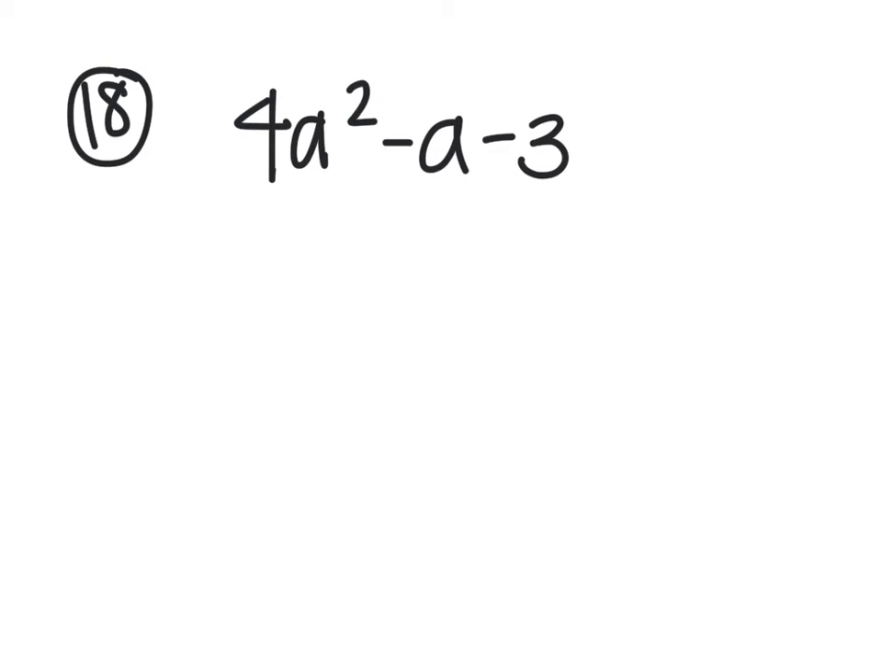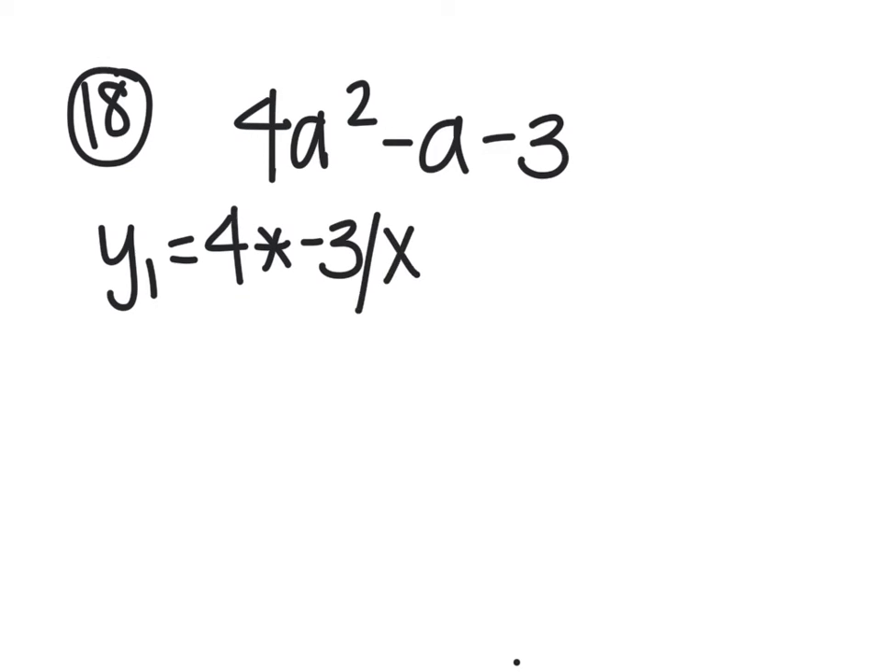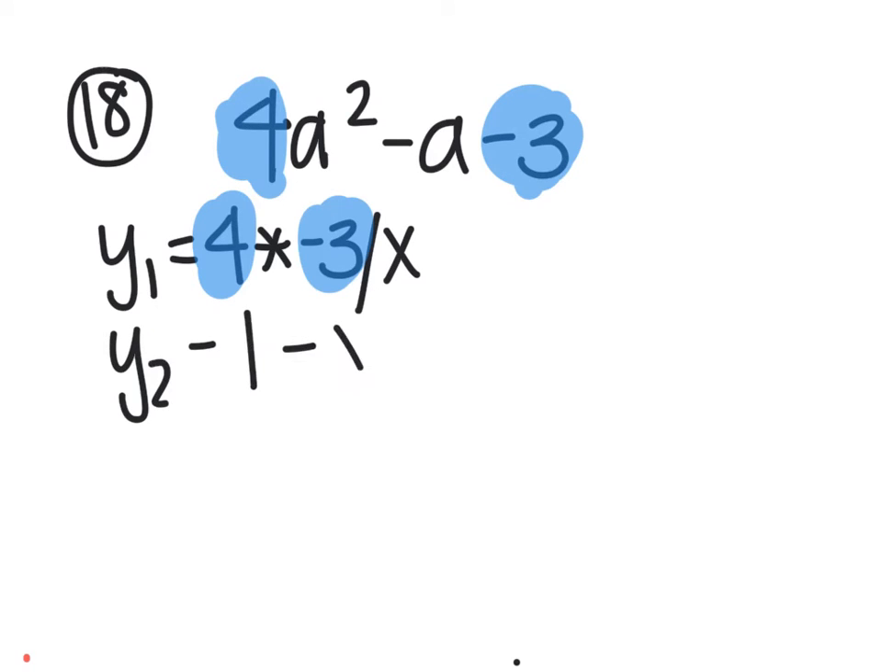Lastly, I'm going to do problem 18. So I'm going to go to y1. And in y1, I want to type in 4 times negative 3 divided by x, because I always do a, whatever a is, times c. So a times c divided by x. And then in y2, I'm going to put negative 1 minus x. Where that negative 1 comes from is in front of this a. There is an imaginary 1 there. And the way that y2 works is I always put whatever b is minus x. So that's where that number comes from.